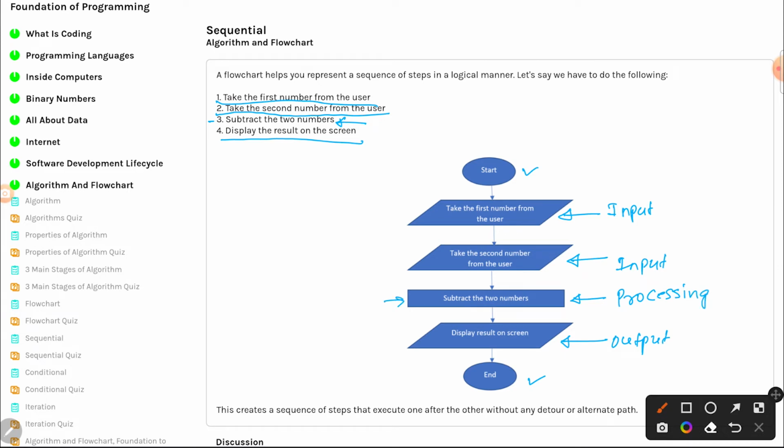Now the most important part here is that each step is sequential. If you consider the first step, second step, third step, and fourth step, none of the steps are ignored or skipped. None of the steps are repeated here. All the steps are in sequence. Step number 2 will happen only after step number 1. Step number 4 will happen only after step number 3, and so on. This is referred to as a sequential flowchart, where all the steps are executed one by one without skipping any, without repeating any.